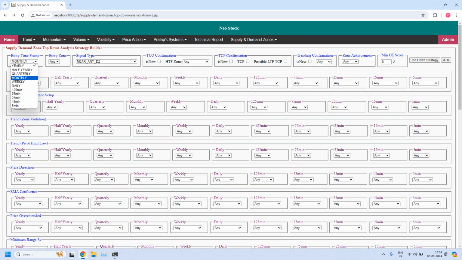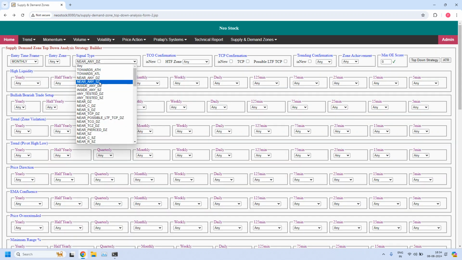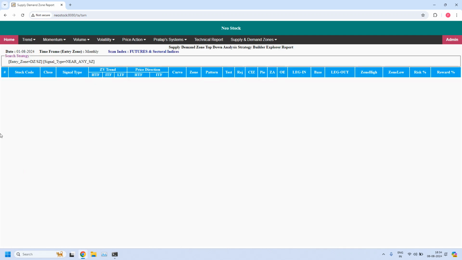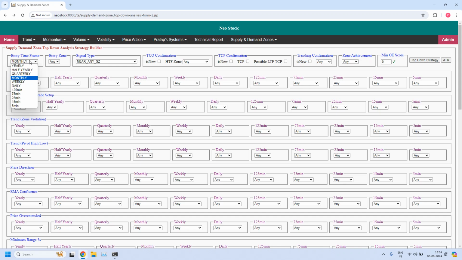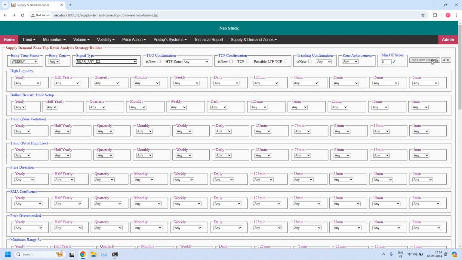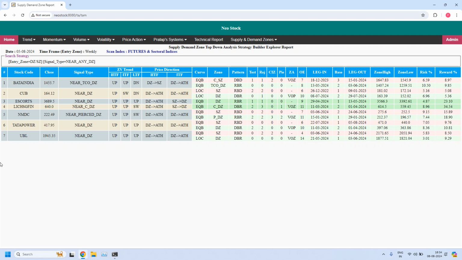And the next report for monthly time frame, let us find the stocks near monthly supply zone. No stocks are available. So I'm going back and changing the time frame to weekly. Let us find the stocks near weekly demand zone. 7 stocks are filtered near to the weekly demand zone.